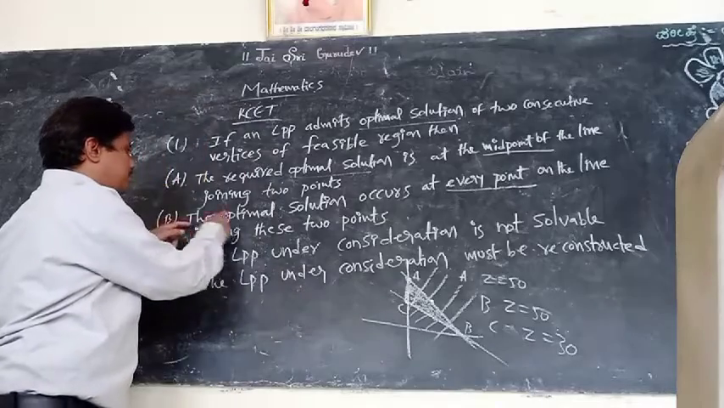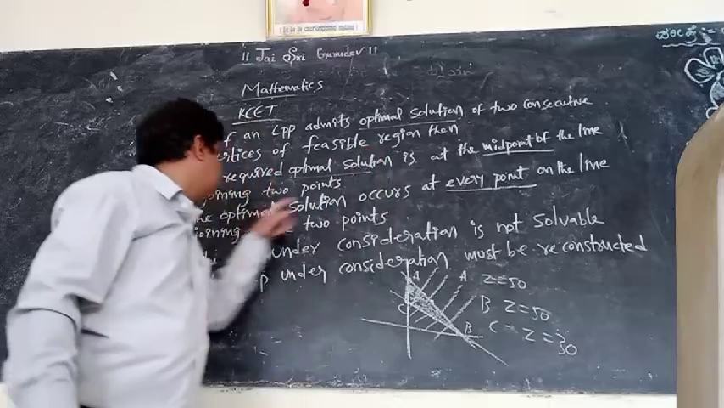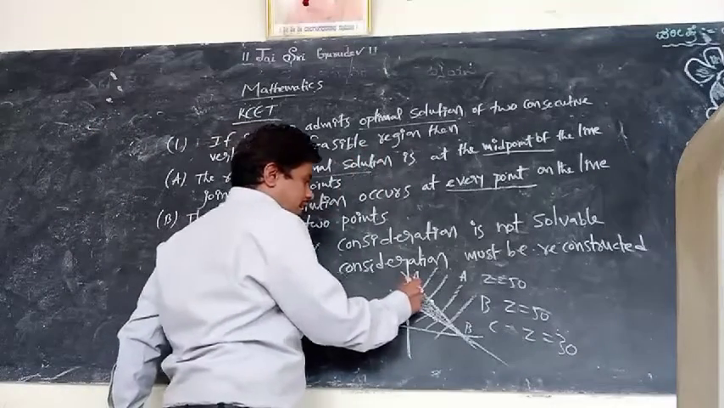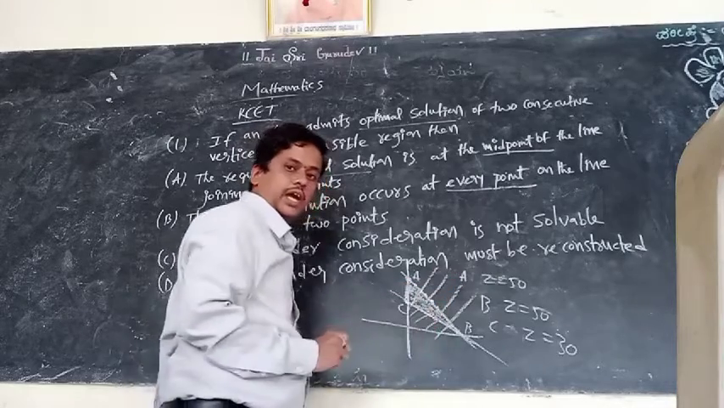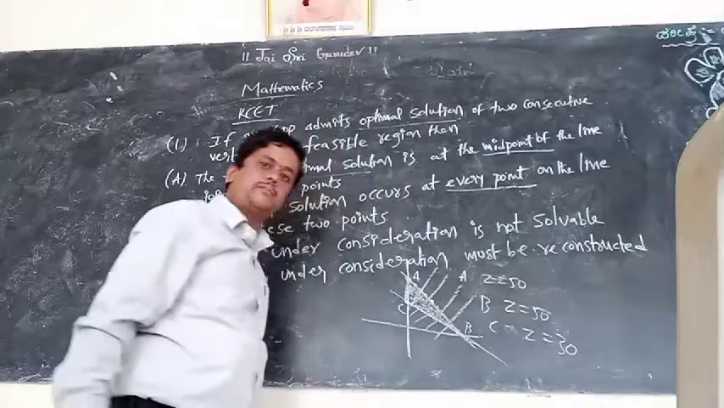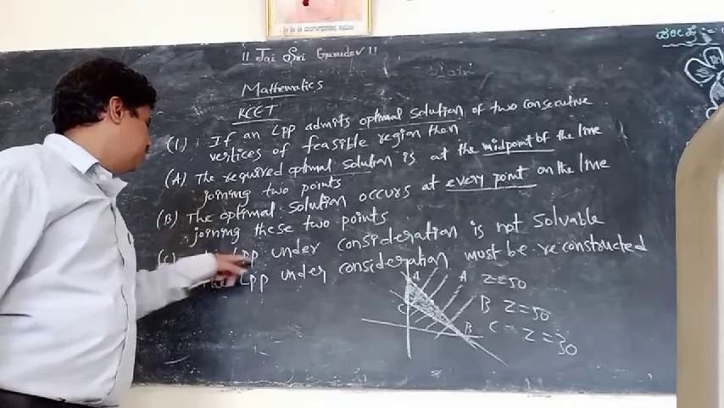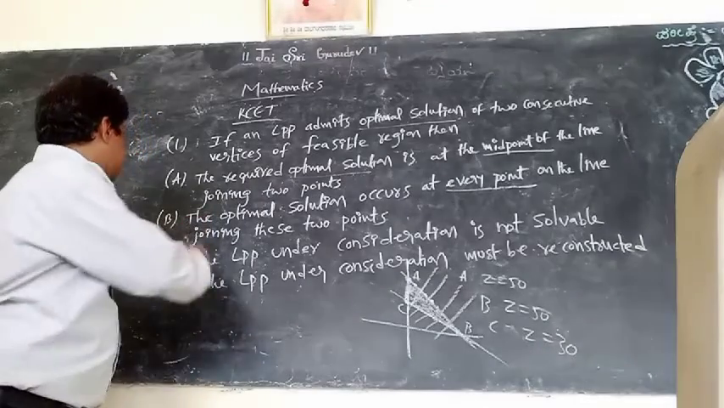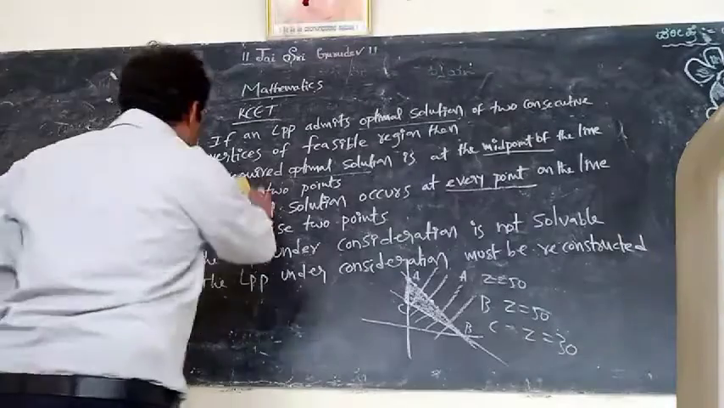The second option is: the optimal solution occurs at every point on the line joining these two points. If you take this point, it is one optimal solution, and another point is another optimal solution. You will get any number of optimal solutions on this line, at every point. This is a very important question. The option saying the LPP is not solvable is wrong; it should be solvable. So B is the right one. We will see the next question.